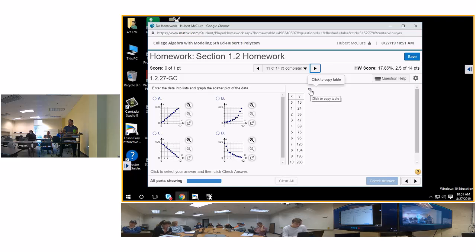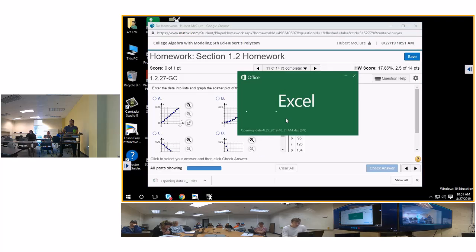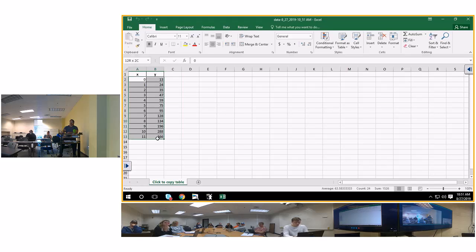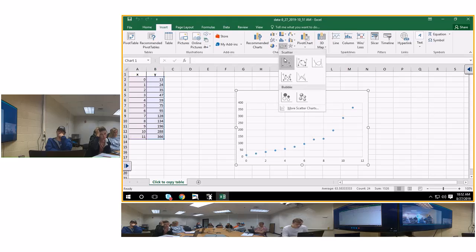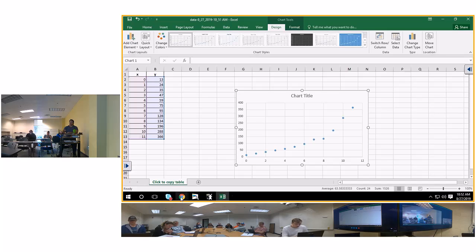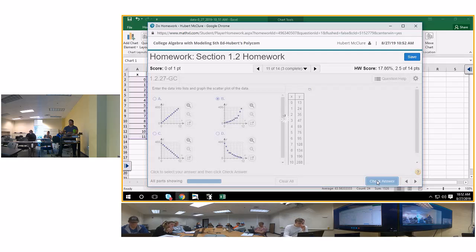Again, the best thing to do here is click this little thing right here, send it to Excel. I'll do this one because I can send it to Excel and I don't have to type it in. Highlight, insert. You can do a scatter plot. So what does it look like? Looks like an increasing curve, doesn't it? Right. So go back to the handy dandy homework. And which one does it look like? The only possible answer is B. And you feel good about yourself.